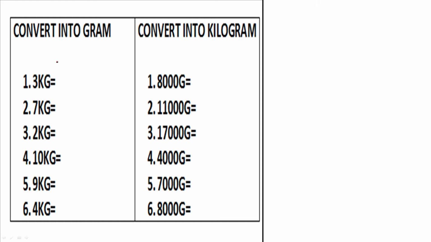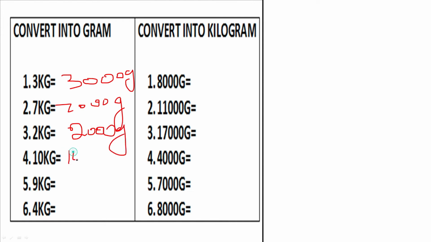Convert into grams. 3 kilogram, just to multiply by 1000, you will get 3000 grams. 7 kilogram, 7000 grams. Multiply by 1000. 2 kilogram, 2000 grams.